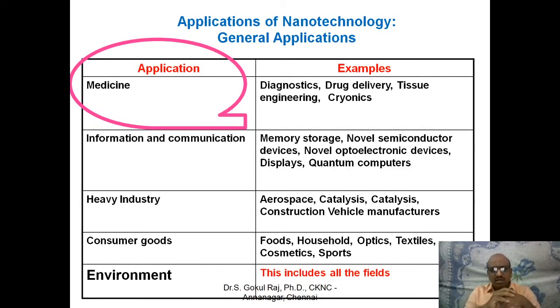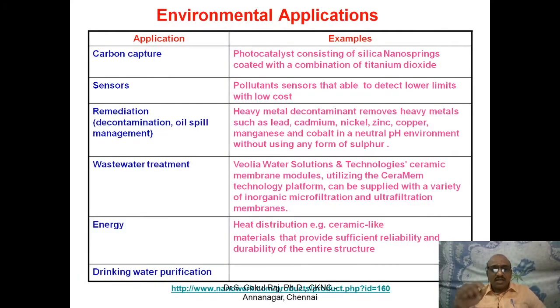I'll just highlight a few of the points. If you consider medicine, you have diagnostics, drug delivery, tissue engineering and cryogen. Now in information technology, we have memory storage. See, due to the memory storage, we were able to communicate between some 500 registered members across it. So how is it possible? These are all possible only due to the advancement of semiconductor technology.